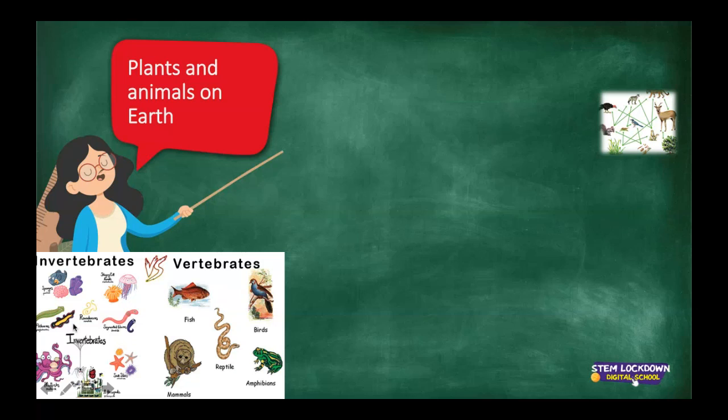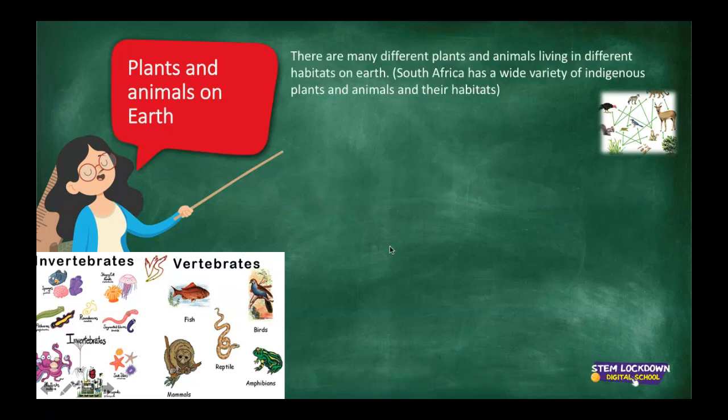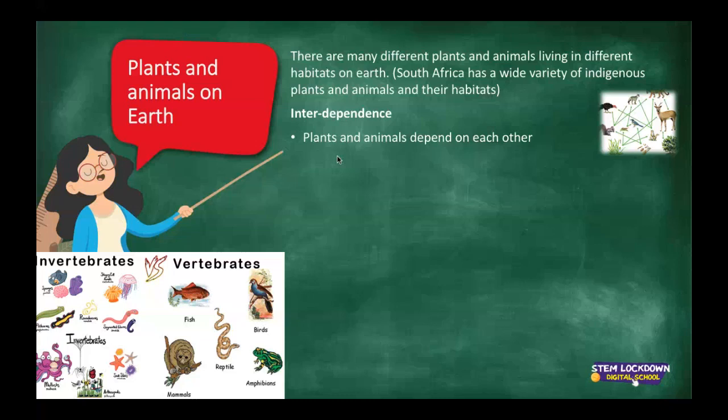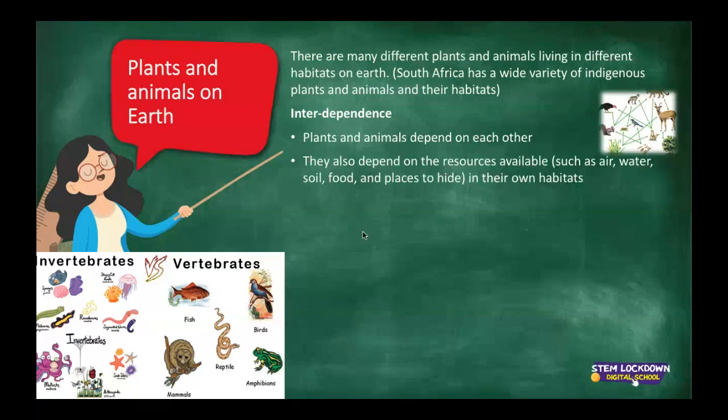Let's unfold the content. There are many different plants and animals living in different habitats on Earth. South Africa has a wide variety of indigenous plants and animals in their habitats. Interdependent: we are talking about animals that depend on each other. Let's say perhaps, we all know that a lion is a carnivore and a lion depends on Springboks, or we can say it depends on other animals that eat grass. It depends on herbivores. They also depend on the resources available, such as air, water, soil, food, and places to hide in their own habitat.